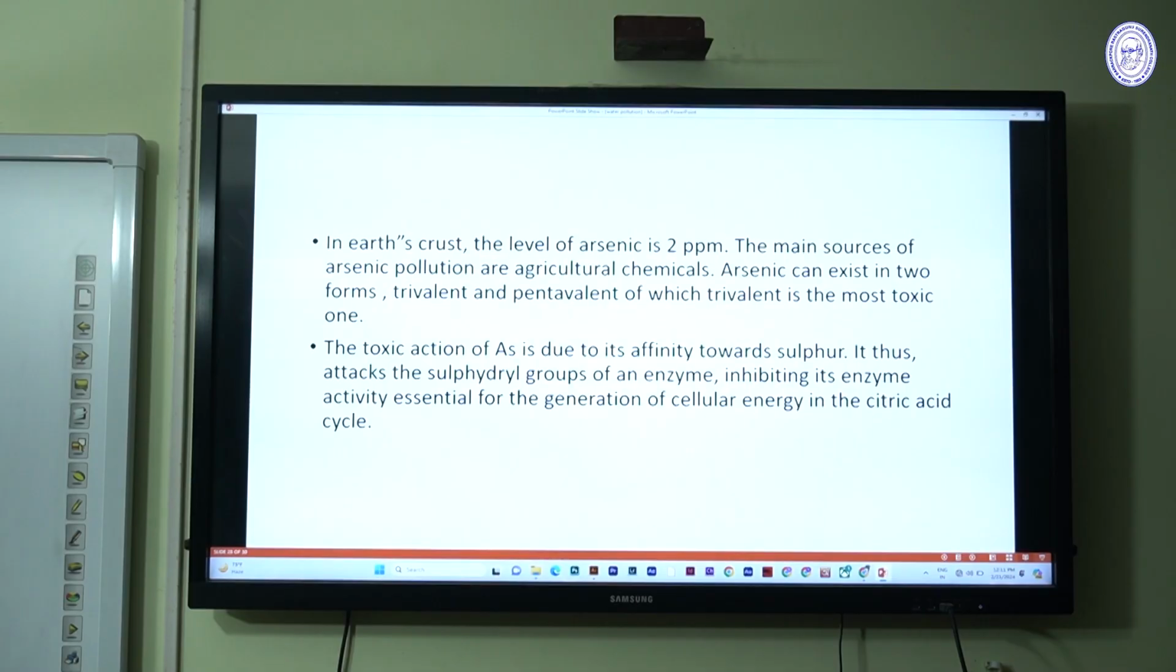In Earth's crust, the level of arsenic is 2 ppm. The main sources of arsenic pollution are agricultural chemicals. Arsenic can exist in two forms, trivalent and pentavalent, of which trivalent is the most toxic one. The toxic action of arsenic is due to its affinity towards sulfur. It thus attacks the sulfhydryl group of an enzyme, inhibiting its enzyme activity essential for the generation of cellular energy in the citric acid cycle.